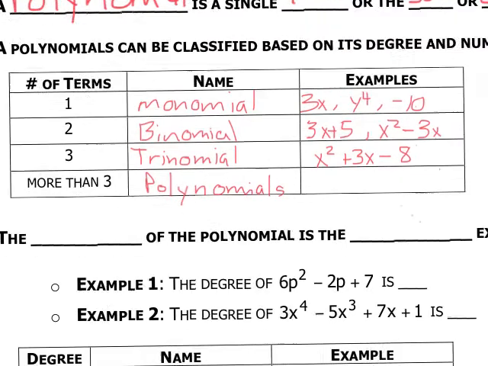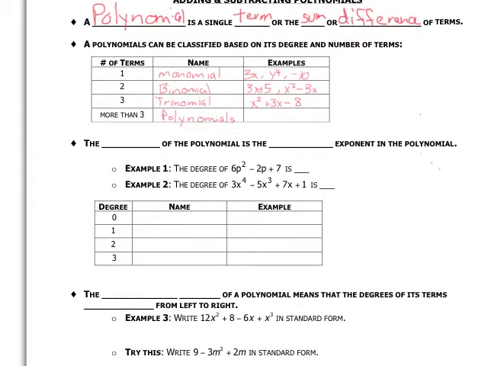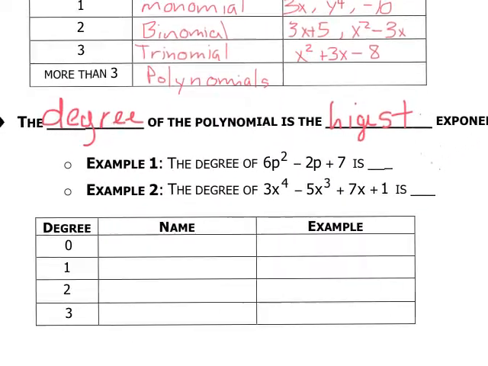Let's look at a second way to name it, based on its degree. The degree of a polynomial is the highest exponent in the polynomial. Okay, so example 1, 6p squared minus 2p plus 7. My highest exponent that I see here is 2, so the degree would be 2.